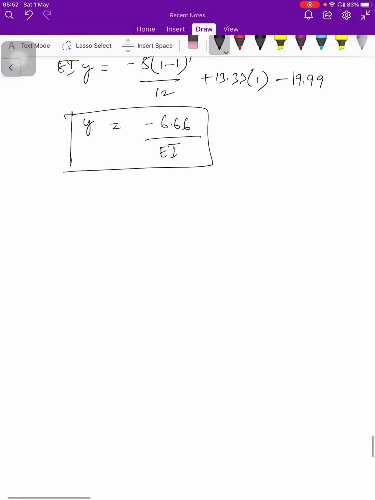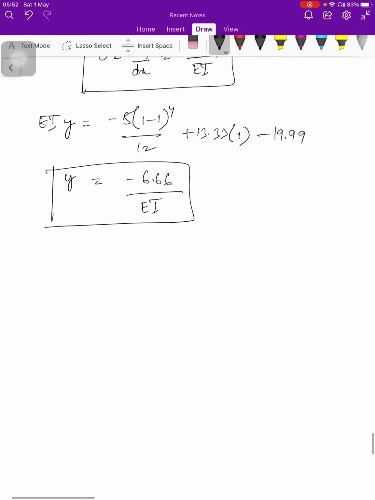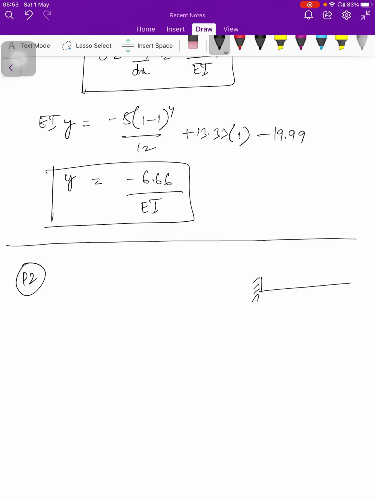Now similarly, we'll see another problem. We have the same question: calculate the slope and deflection at the free end for a cantilever beam shown in the figure. Now here in this case, you are given a UDL of 10 kilonewton per meter. This is 1 meter, this is 2 meter. Alright, so all the conditions will be changed in this case. So how to solve this problem?